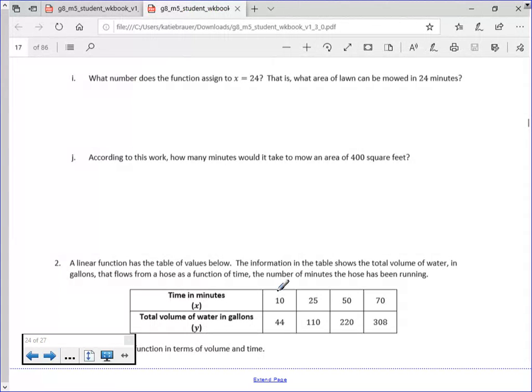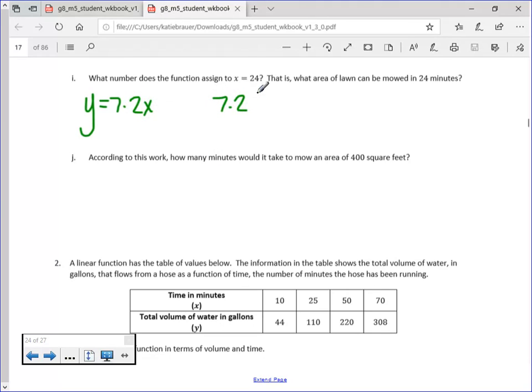Now we're on I. What number does the function assign to 24? So here's our equation. Y equals 7.2x. If I want to know x equals 24, I'd take 7.2 times 24. We don't need to be packing up or anything, you guys. We're fine. 7.2 times 24. 172.8. That means in 24 minutes, we can mow 172.8 square feet.